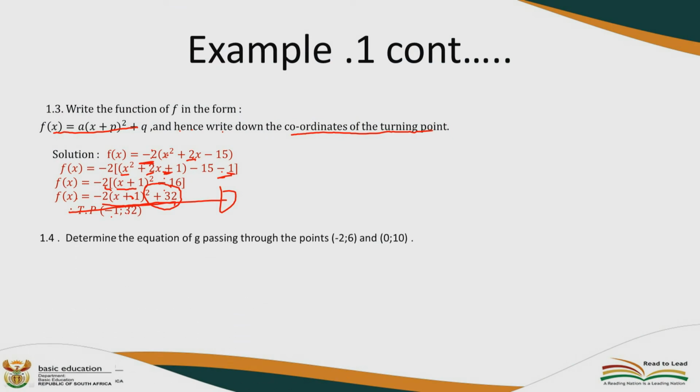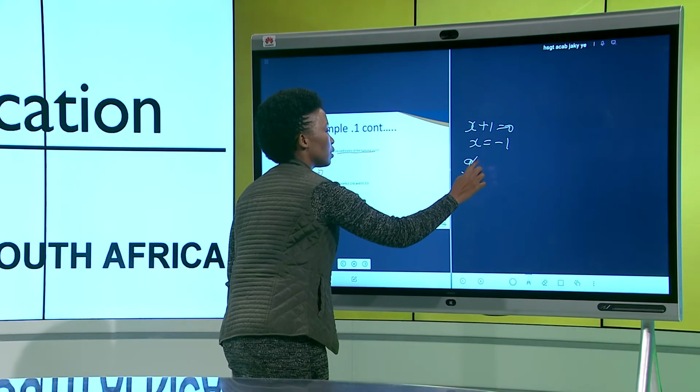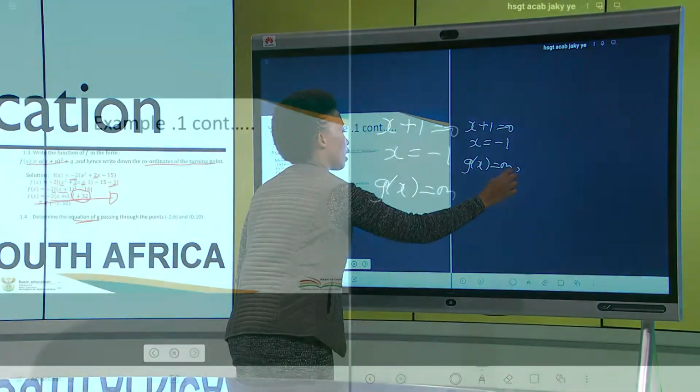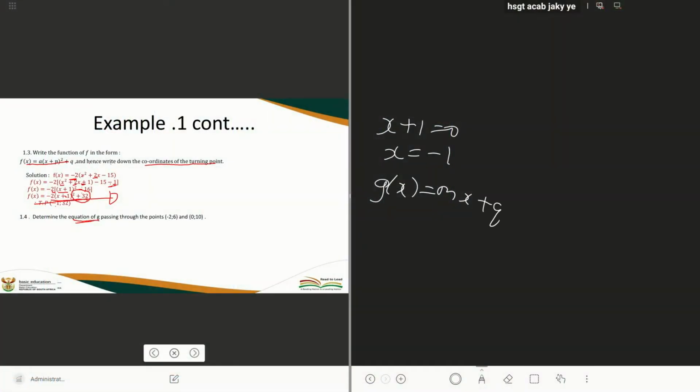Let's move to the next, 1.4. We need to determine the equation of G passing through the points negative 2 and 6 and 0 and 10. So whenever you want to determine the equation, by the way, our G was given to us from the previous one. G at x is equal to mx plus q. So as you can see, our G is a straight line.